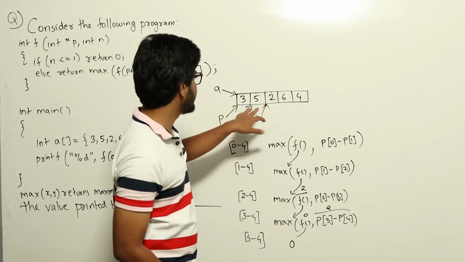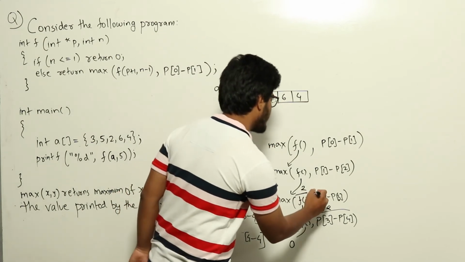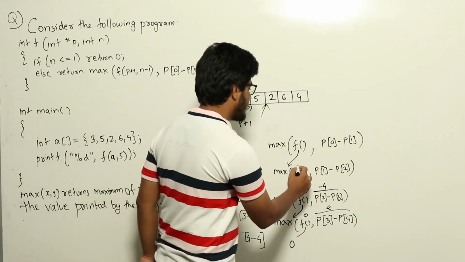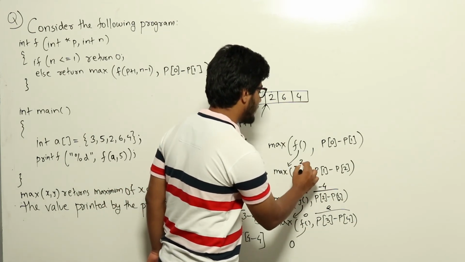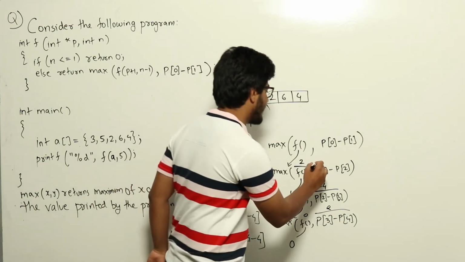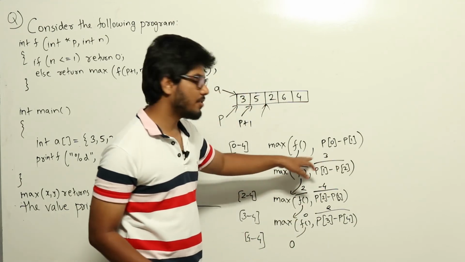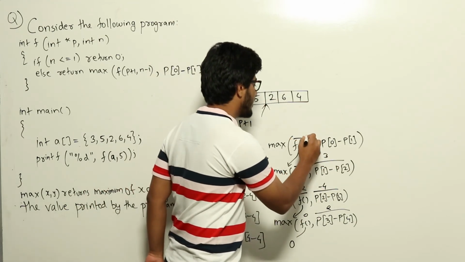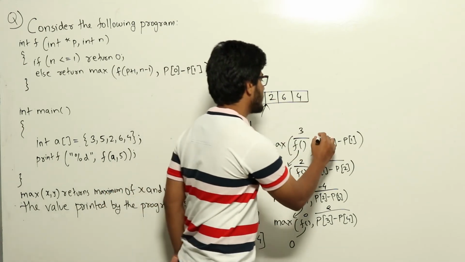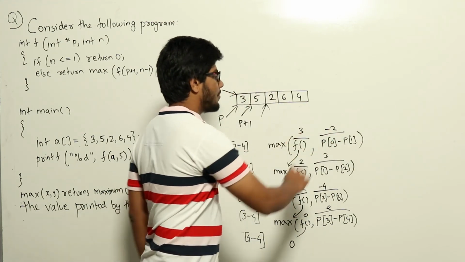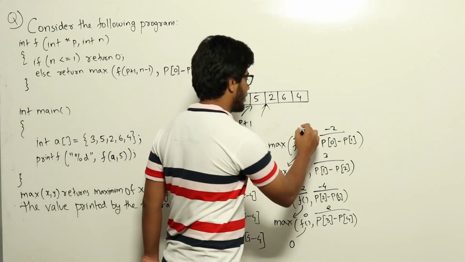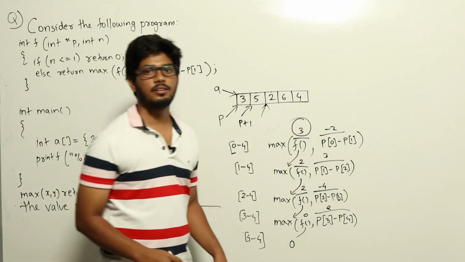p of 2 minus p of 3 is minus 4. Maximum of 2 and minus 4 is 2 only. So coming to this function, the value returned here will be 2 only. p of 1 minus p of 2 is 5 minus 2, that is 3. Now the maximum of 2 and 3 will be 3, which is returned here. They will have 3. p of 0 minus p of 1 is minus 2. Max of 3 and minus 2 is 3. Now that will be returned at this point. Now that's the final return value, which is 3. 3 is the answer.